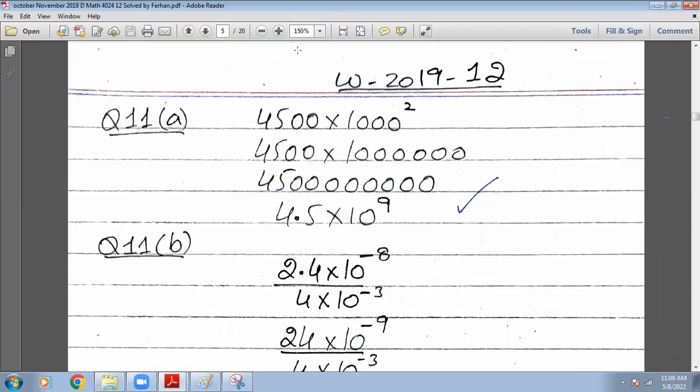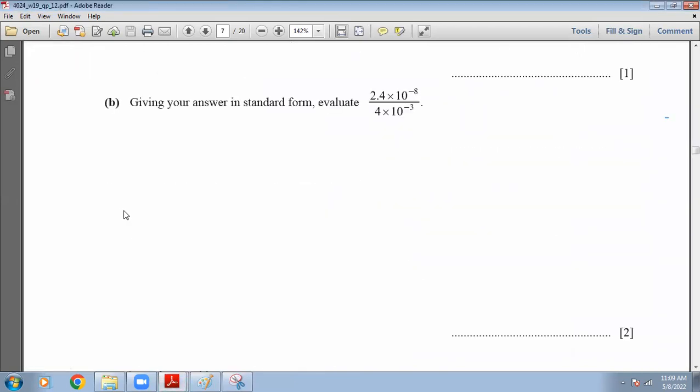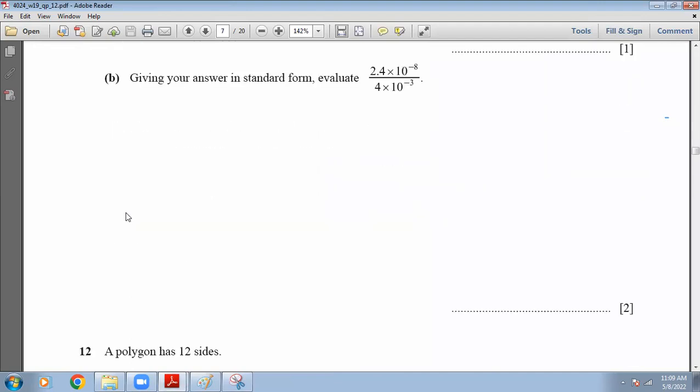Now convert that into the standard form. The decimal is here. 1, 2, 3, 4, 5, 6, 7, 8, 9. So it will be 4.5 into 10 raised to power 9, or we say 4.5 expo 9. That's the standard form. The number here in the standard form should be more than 1 and less than 10. So then it's a standard form. Okay, so we are done. We have checked this answer already with the marking scheme. Okay, so we are going to the 11B part.